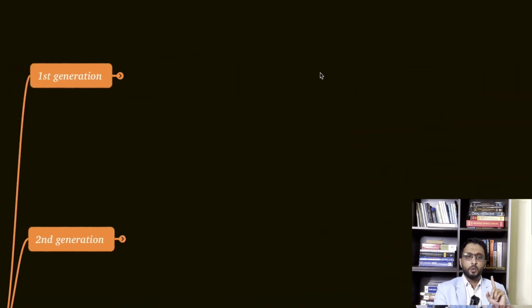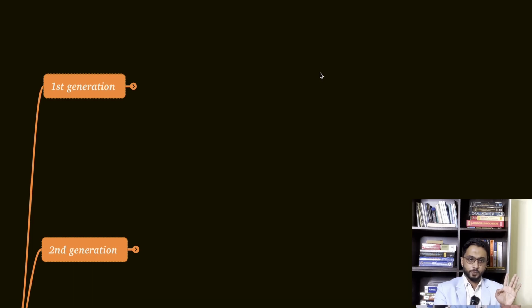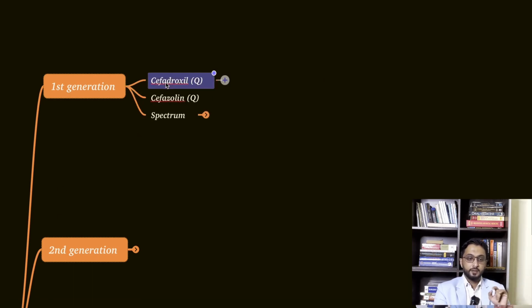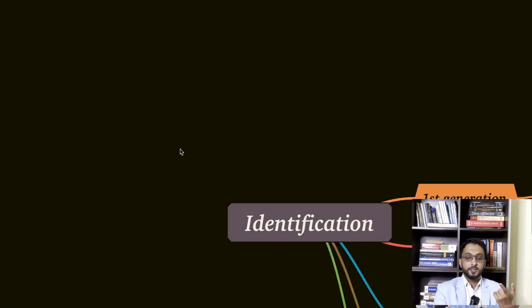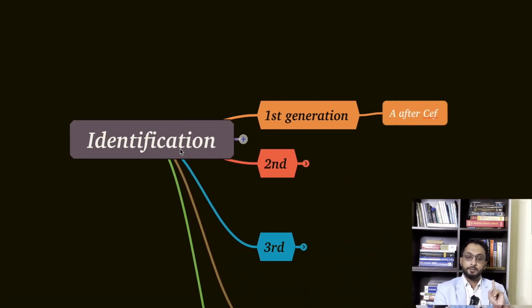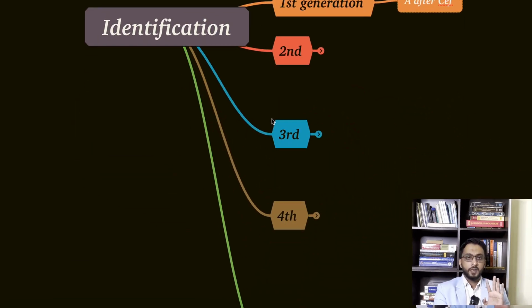Here I've just included the examples which have been asked, not all. So first generation, A after Ceph. Just see cefadroxil, cefazolin, cephalexin. So it's the first generation: A after Ceph, it's a first generation. Let's wait for the second generation and go to the third generation.